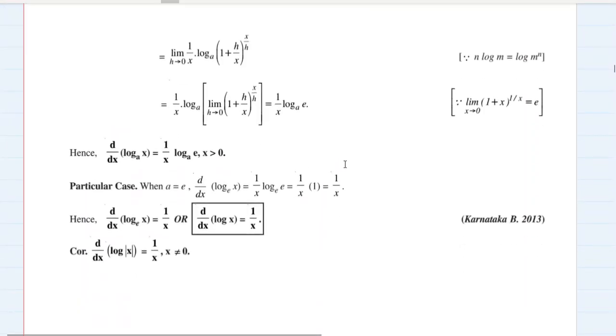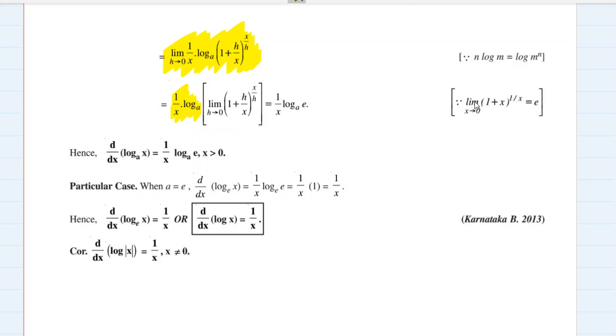Okay, now what next? We had got this already, so up to here we had reached. Now just see this. 1 by x multiplied by log of a is kept out, and this limit is given to the inside term. And here we have 1 plus h by x raised to x by h.